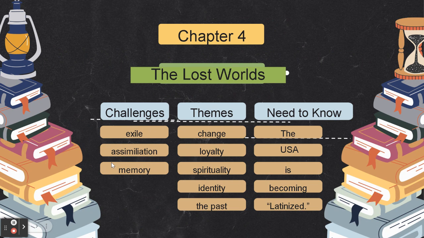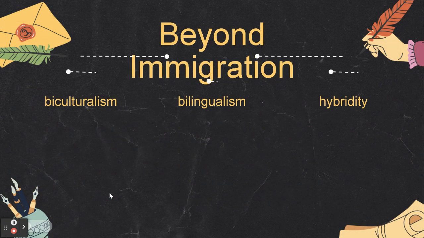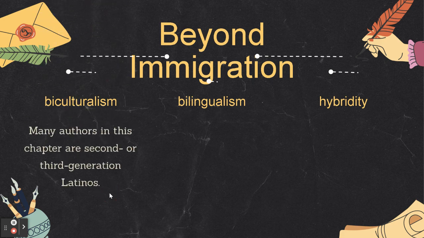In Chapter 4, The Lost Worlds, we see challenges of exile, assimilation, and memory, themes of change, loyalty, spirituality, identity, the past. What we need to know is the USA is becoming Latinized, and that is what Chapter 4 focuses on. So beyond immigration, we have biculturalism, bilingualism, and hybridity. So you might want to take notes on these.